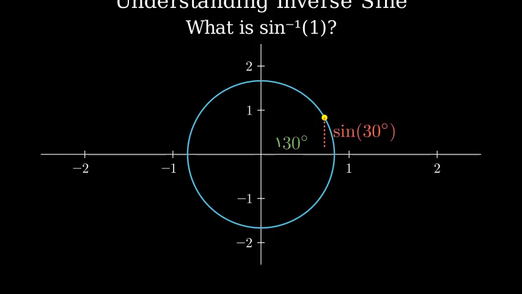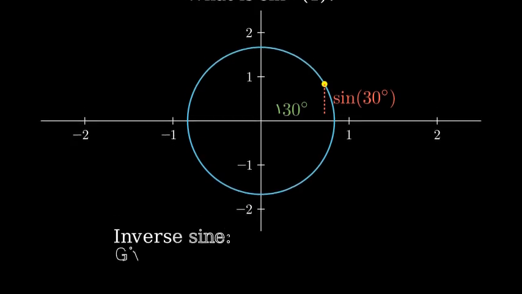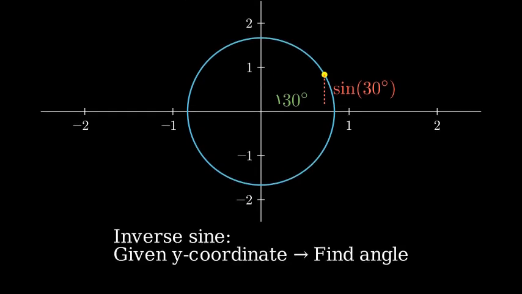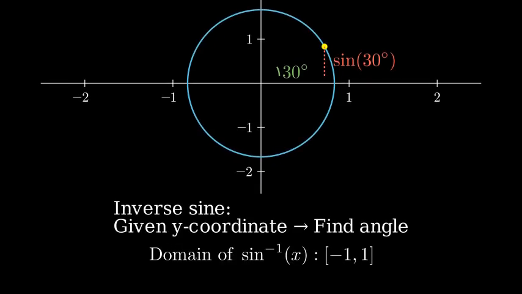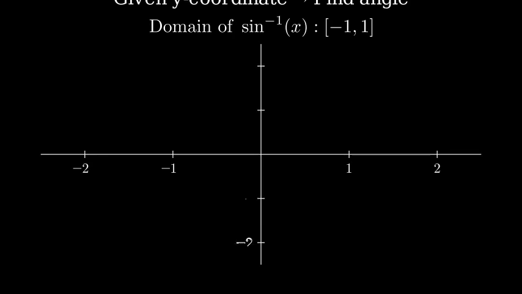Now, the inverse sine function does the opposite. Instead of giving an angle and finding the y-coordinate, we start with a y-coordinate and find the angle. The sine function can only output values between -1 and +1, so these are the only values we can input into inverse sine. Let's solve sin⁻¹(1).